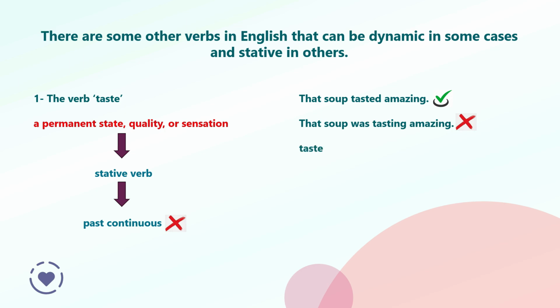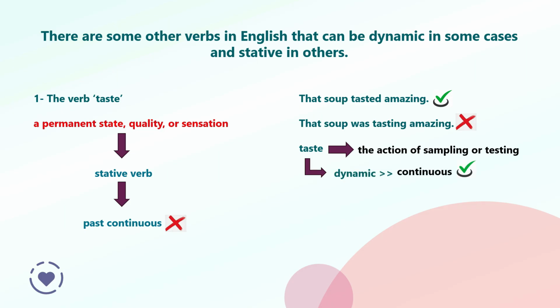When taste describes the action of sampling or testing something, it becomes a dynamic verb. And continuous forms are correct. For example, it's correct to say, I was tasting the soup to see if it needed salt. Here, tasting is an ongoing action. You're actively trying the soup.